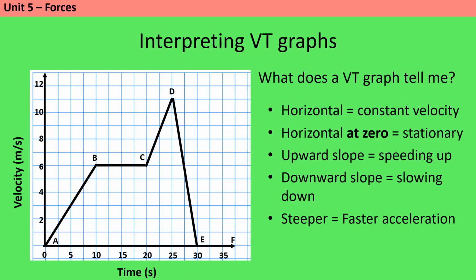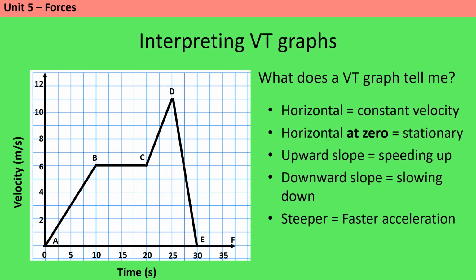Now a VT graph looks a lot like a DT graph, the only difference being that instead of having distance on the y-axis, we now have velocity. So again, I think it's worth just talking yourself through what the graph is showing you and then working it out from there. If I look at B to C, I can see that at point B, the velocity is 6 metres per second. So this object is moving. And at C, the velocity is still 6 metres per second. So it's still moving and it's still at the same velocity.